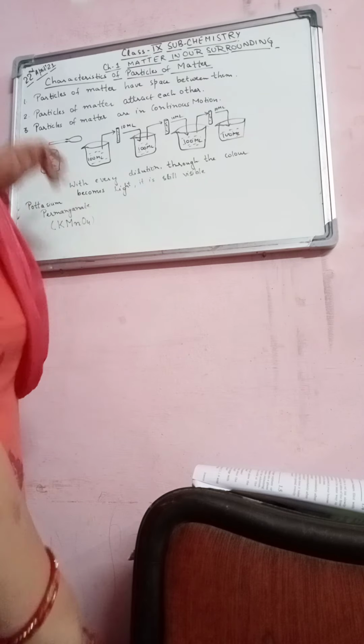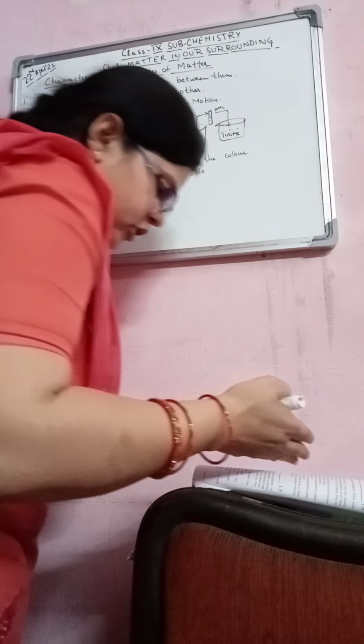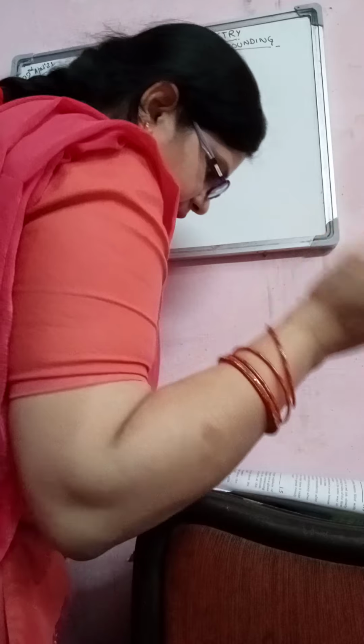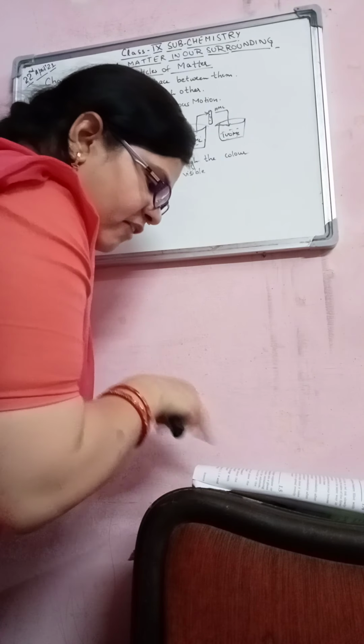Right, students? Now the second characteristic of particles of matter: particles of matter have space between them. How can we understand this? This also we will understand by an activity, on page number two. Particles of matter have space between them.